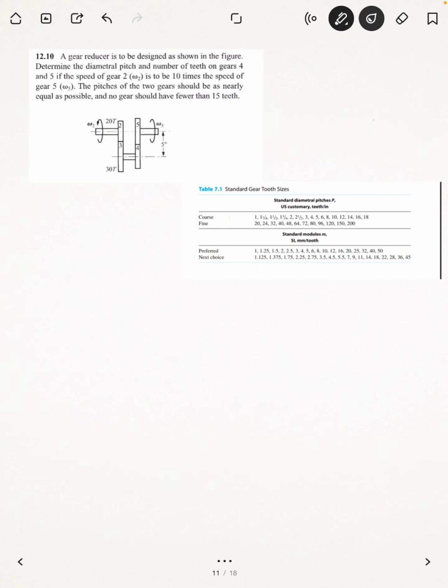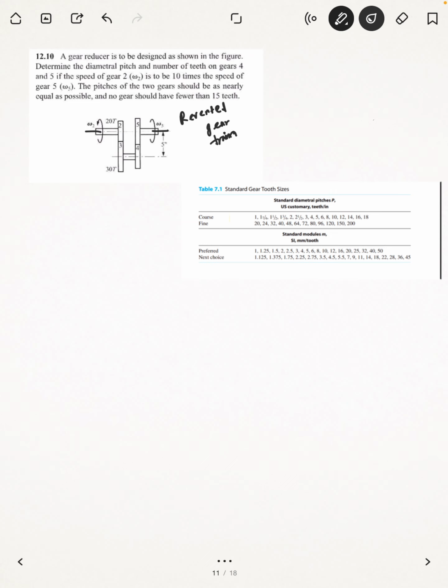So the first thing that you need to do, since this kind of gear train is given, is to identify what kind of gear train this is. As you can see, this is gear number 2 and this is gear number 5. Gears 2 and 5 are coaxial; their axes of rotation are coaxial. So that means this is a reverted gear train.